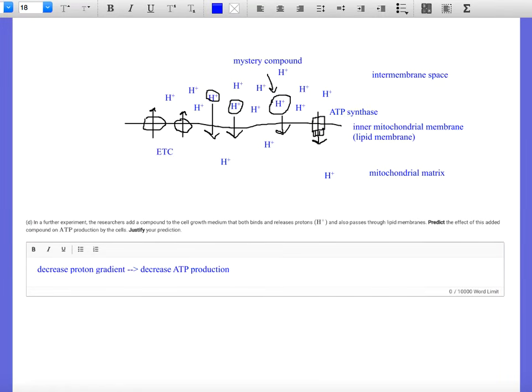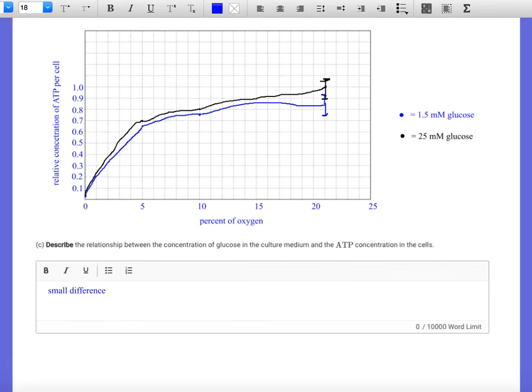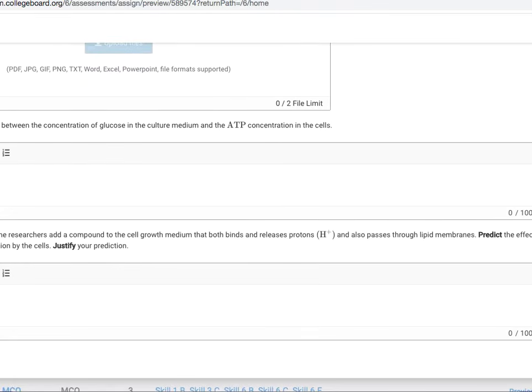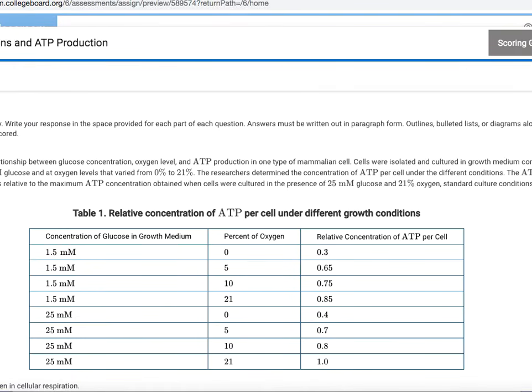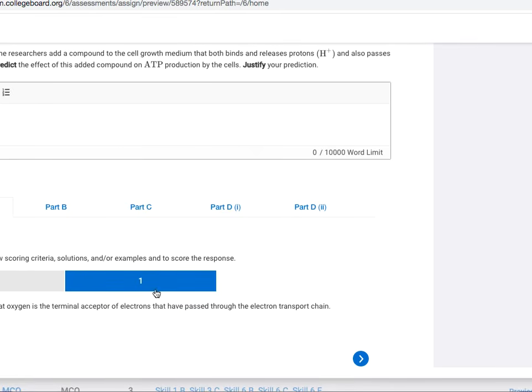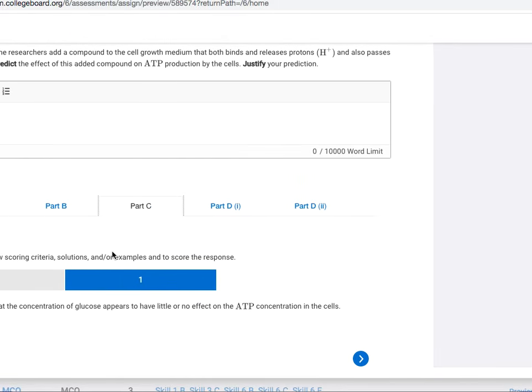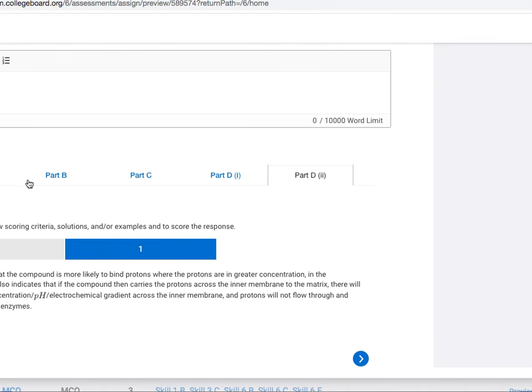Okay, so again, let's see what they're looking for here. Sorry, here we go. It seems to me like they are looking for little to no effect on the ATP concentration of cells for part C. Part D, amount of ATP produced will decrease or no ATP will be produced.